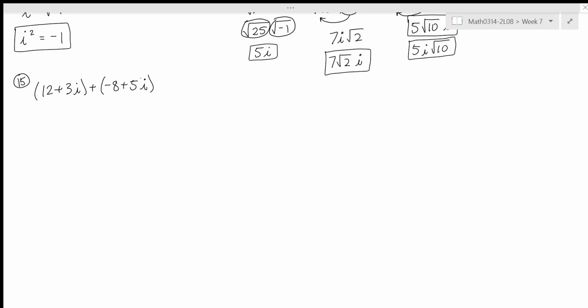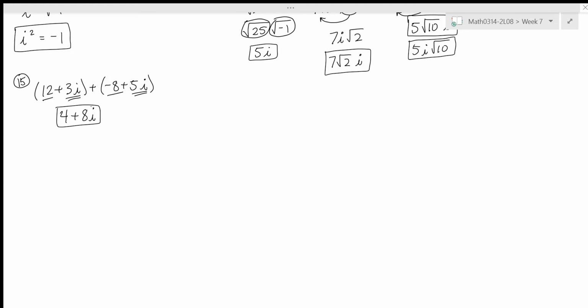It turns out that it's super easy to add complex numbers. All you have to do is combine like terms. So we're going to add the a parts together. 12 plus negative 8, 4. And then we're going to add the b parts together. 3i plus 5i. And that's done. Super easy. Just combine like terms. Now, for those of you that have my calculator, I've got some good news for you.